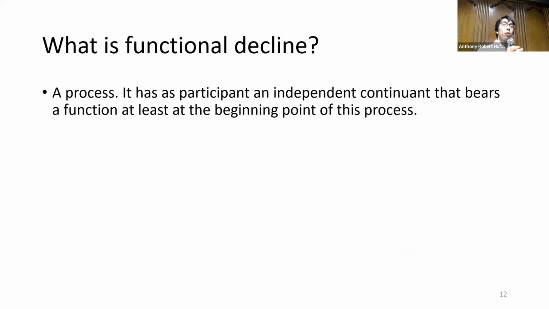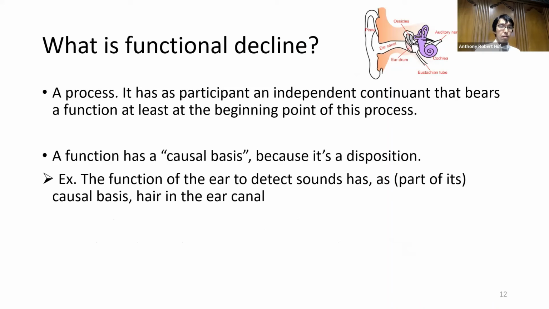So then, what is function decline at all? First of all, it's a process, and more specifically, it has a participant, an independent continuant, that bears a function, at least at the beginning of this process. And moreover, a function is a subtype of disposition in BFO, so it has what we call a causal basis. For instance, the function of the ear to detect sounds has as causal basis the ear canal.